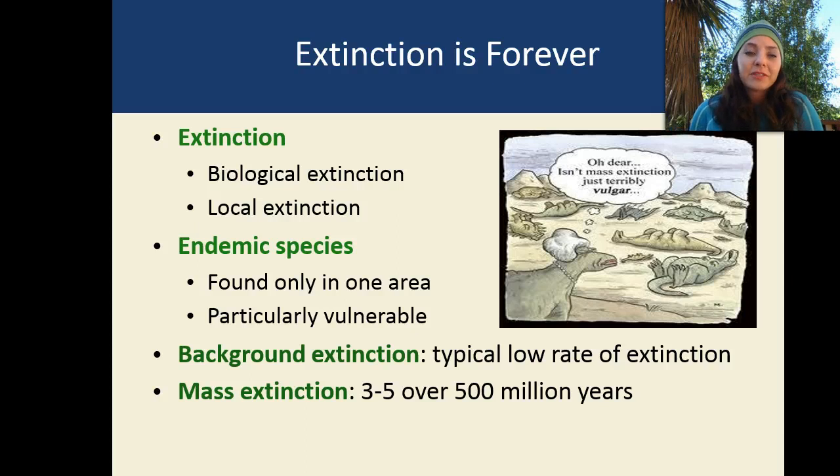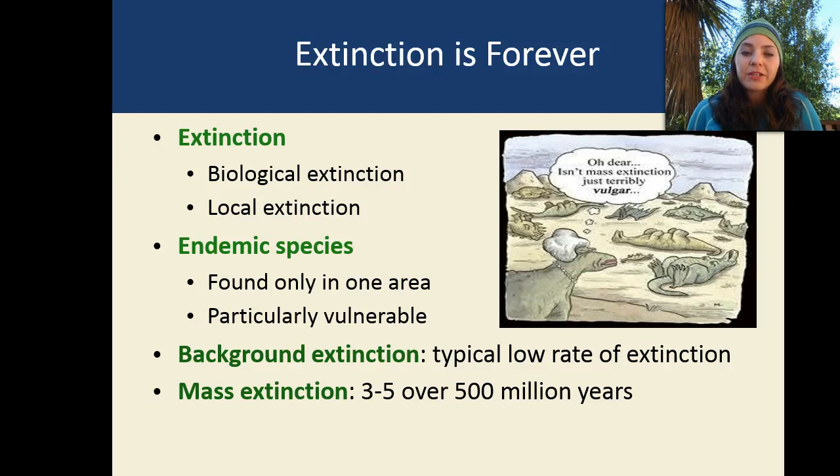We also have endemic species. These are found in only one area, and endemic species are particularly vulnerable because they can't colonize any other place on Earth. So they can only live in this one place, and that makes them very susceptible to going extinct.